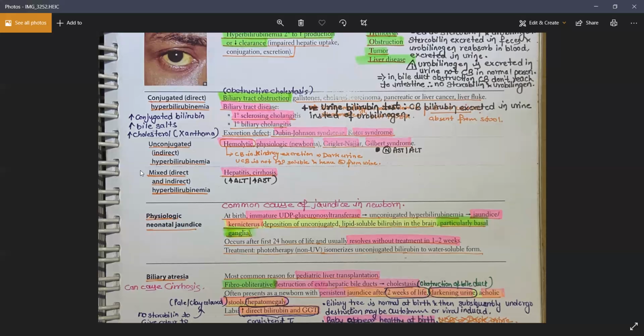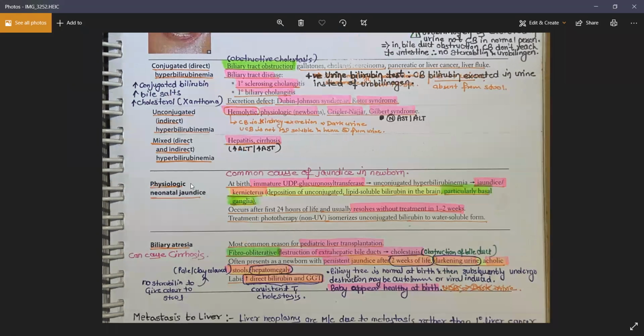Third thing is the mixed type, in which you have both the indirect as well as the direct bilirubin levels high, right? And the causes include a direct liver injury. Whenever you have a liver injury directly, you can have a high level of both direct as well as indirect bilirubin, right? And the causes include hepatitis and cirrhosis. Okay, very important.